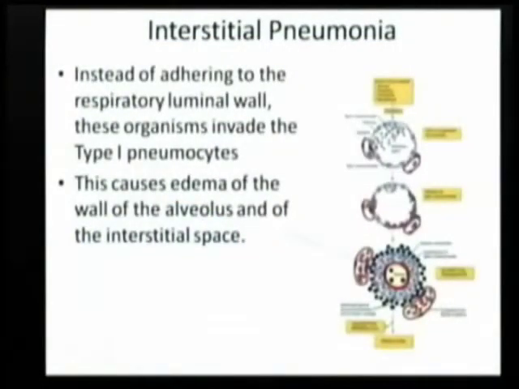In contrast, interstitial pneumonia doesn't behave the same way. The bugs that produce the bacterial pneumonia get into the alveolar spaces and adhere to the walls. The organisms that cause the interstitial type pneumonias do something else. They invade the type 1 pneumocytes and they cause edema in the actual walls of the bronchial tree.